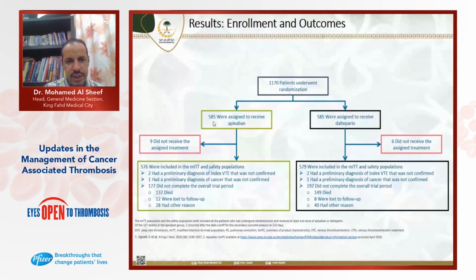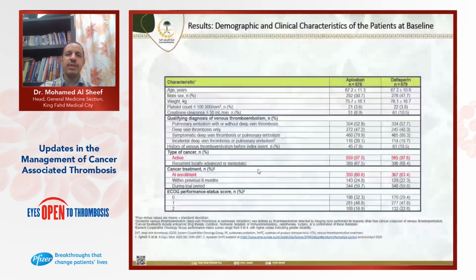Nine patients did not receive the assigned treatment. So these are the patients who were ultimately enrolled. About 576 were included in the intention-to-treat analysis, and 579 were included in the other group. So you have two groups. This is the details of the patients. Let's see the baseline characteristics. The baseline demographic and clinical characteristics of the patients show they have balance of prognostic factors. You can see the age.